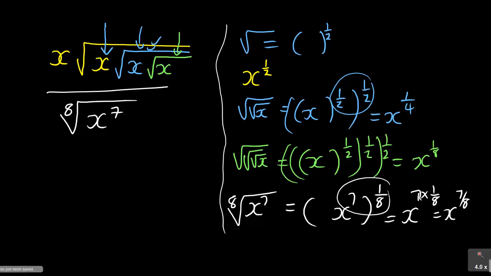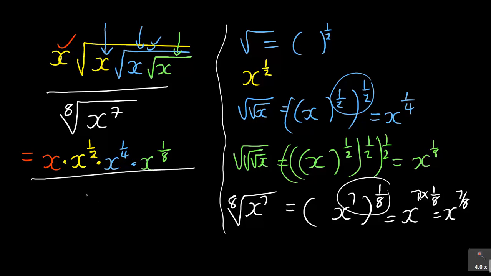So when you simplify this, it will be x, which is that one, then the first one in yellow, then dot, you have the one in blue, which is x to the power 1 over 4, dot, then the one in green, which is x to the power 1 over 8, and then all over x to the power of 7 over 8.